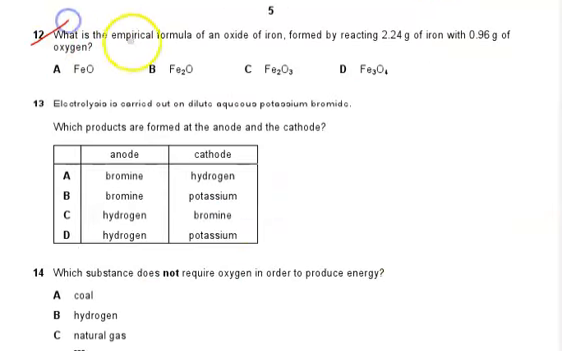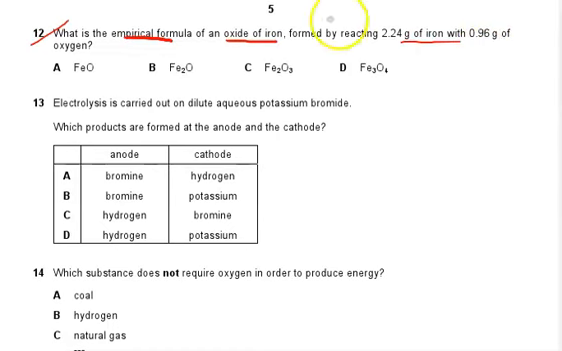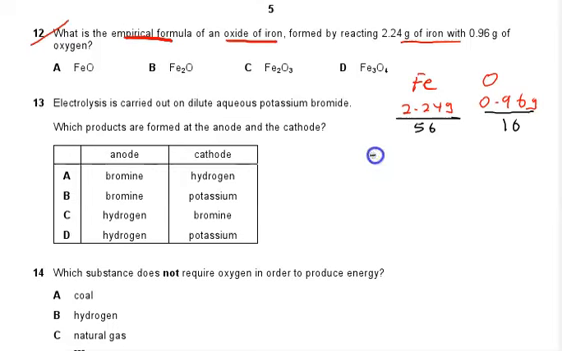Number 12. What is the empirical formula of an oxide formed by reacting 2.24 gram of iron and 0.96 gram of oxygen? So let us just put here iron and oxygen. Here is 2.24, oxygen is 0.96. This is the gram, the mass. Now we divide with the RMM, which is 56 for iron, and divide with 16 for oxygen, and we will be getting here the mole calculation.